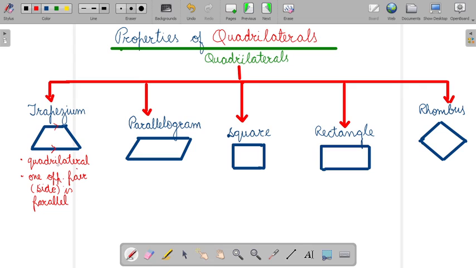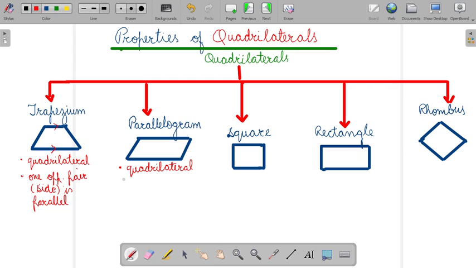Okay. Now we will talk about the parallelogram. So first thing, what do you observe here? It's also a quadrilateral. Since we are talking about the different types of quadrilaterals, all of them are quadrilaterals.